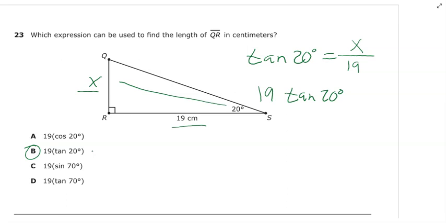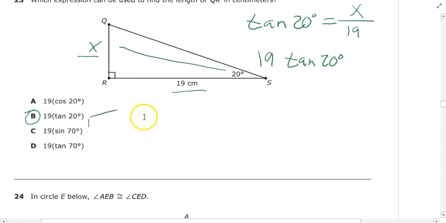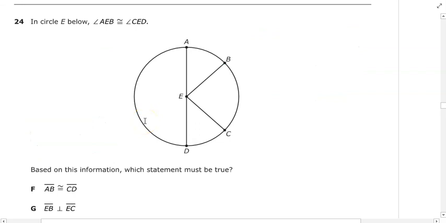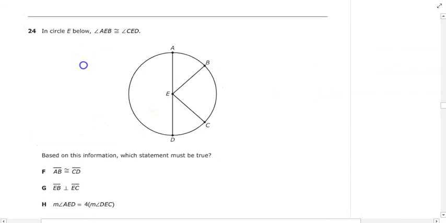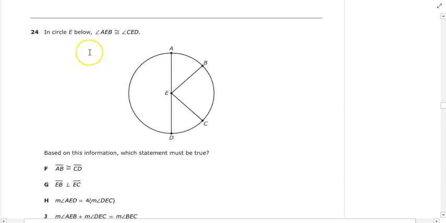Well, that's done. That's all we were doing was finding that one. Should be B. On question 24, it says in circle E below, angle AEB equals angle CED. So angle AEB equals angle CED. Based on this information, which statement must be true?